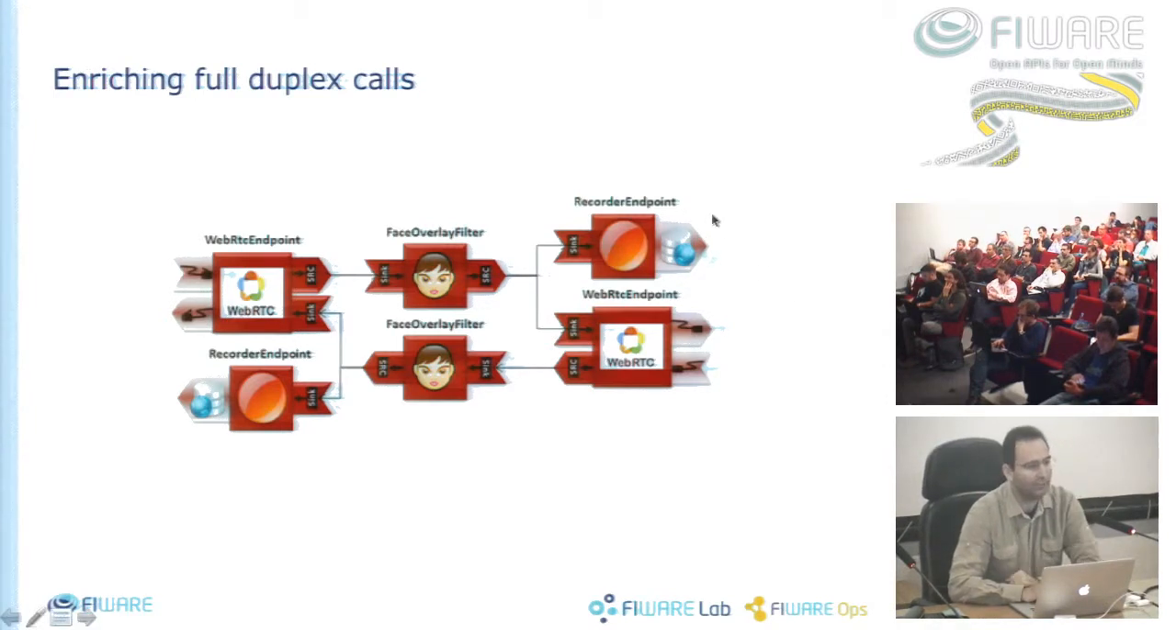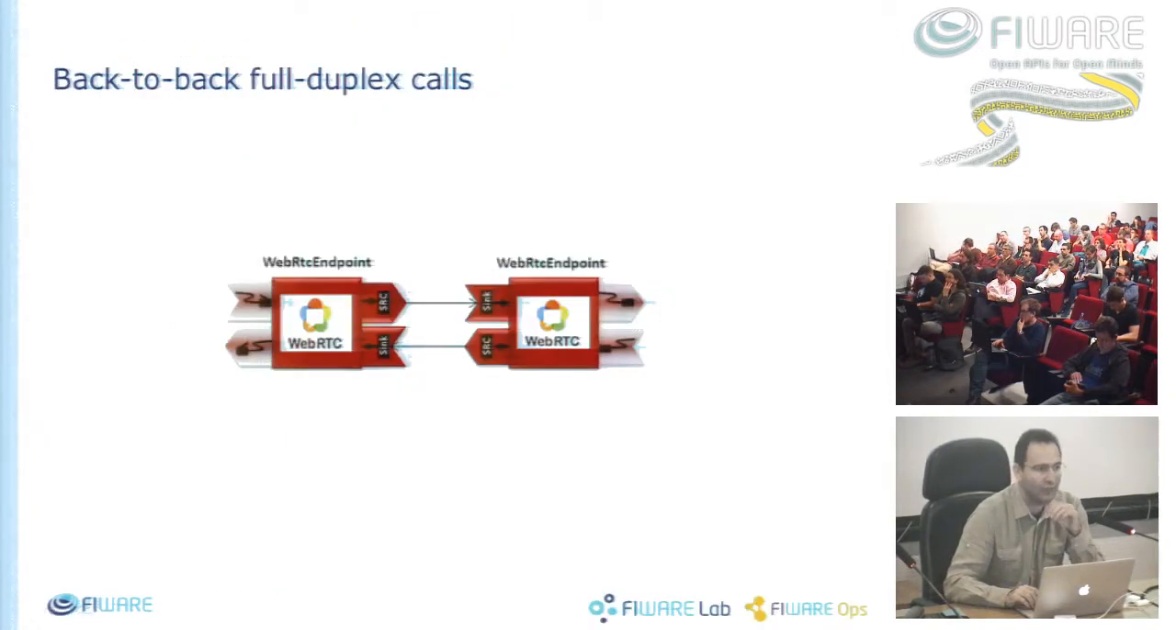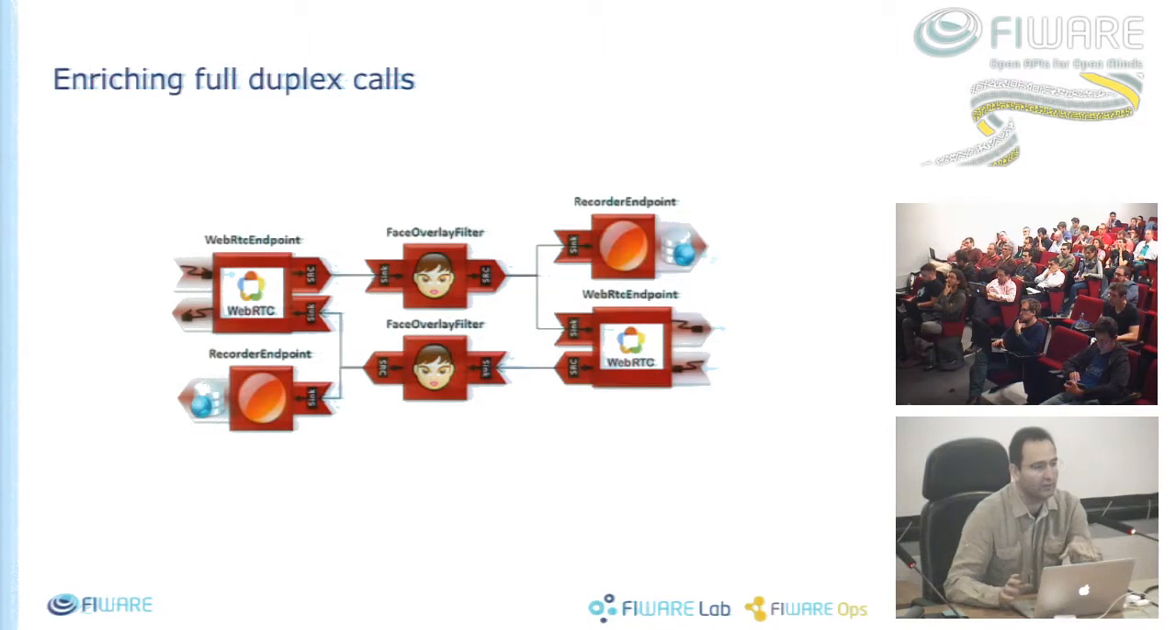And at the same time, I want to record these streams. So I just need to add a recorder endpoint. So see how I have transformed this, which is just making transport, into this, which is putting things in the middle of the transport. Do you see the idea, isn't it?